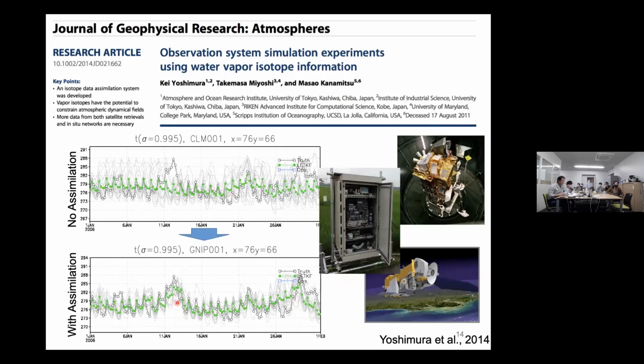And the bottom is when you have, I believe it was GNIP observation used. So at that time, it's not the precipitation, but I assume that there are vapor isotope measurements at those old GNIP sites. So black and green are quite similar to each other, which means that by giving the isotope measurements to the model, it has a potential to correct temperature or other meteorological fields.